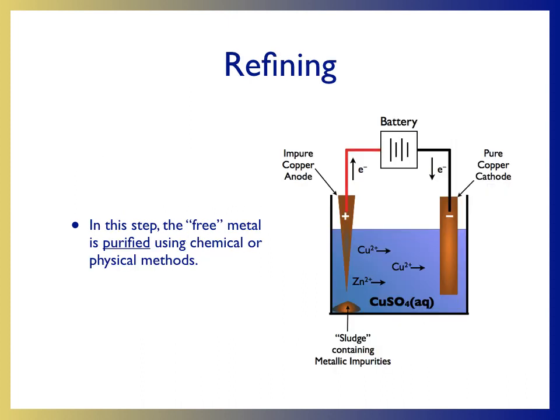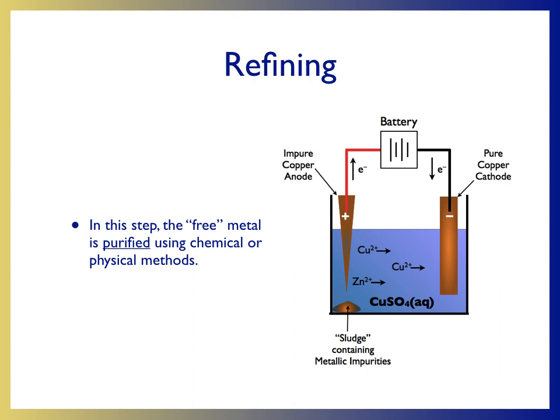The final step in our metallurgical process is refining. In this stage, your now free metal is purified using chemical or physical methods. If a metal is pretty volatile, you can actually do the physical process of distillation. However, you can use electrolysis again to refine many other metals.